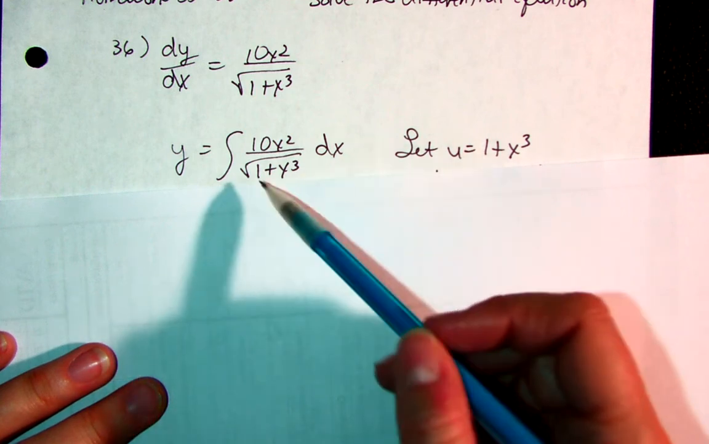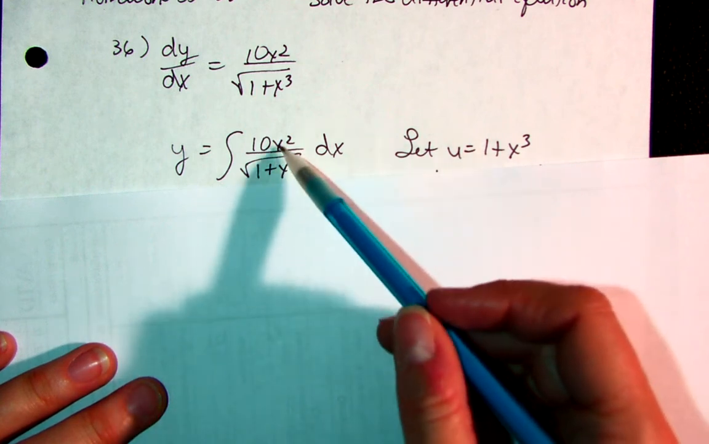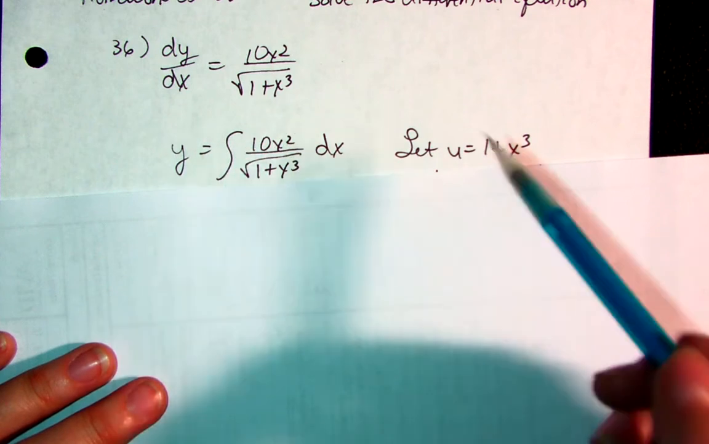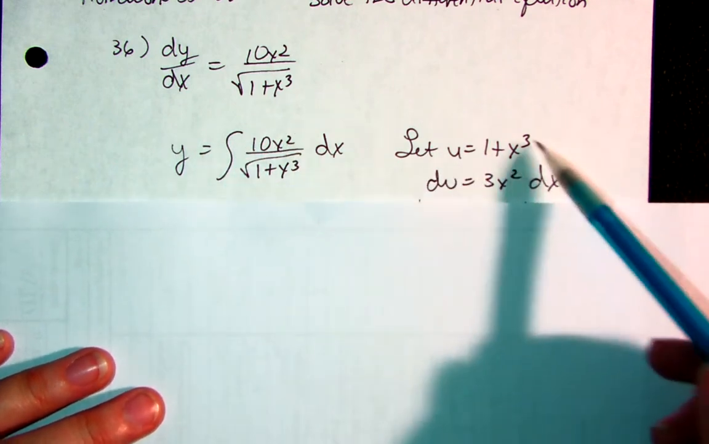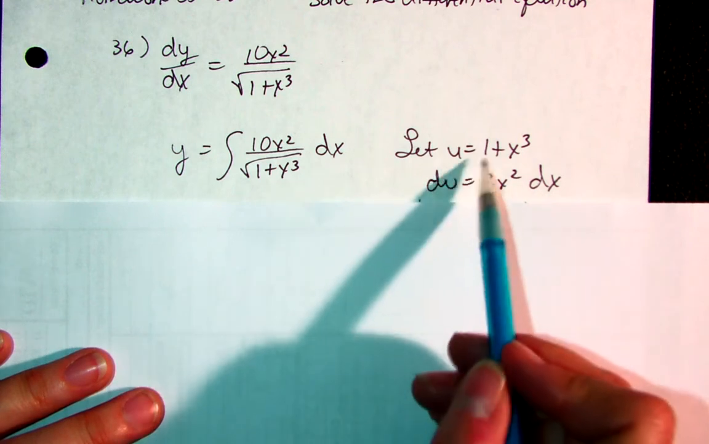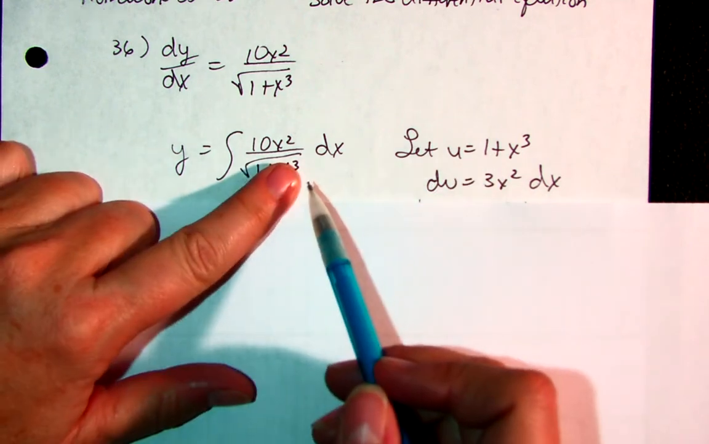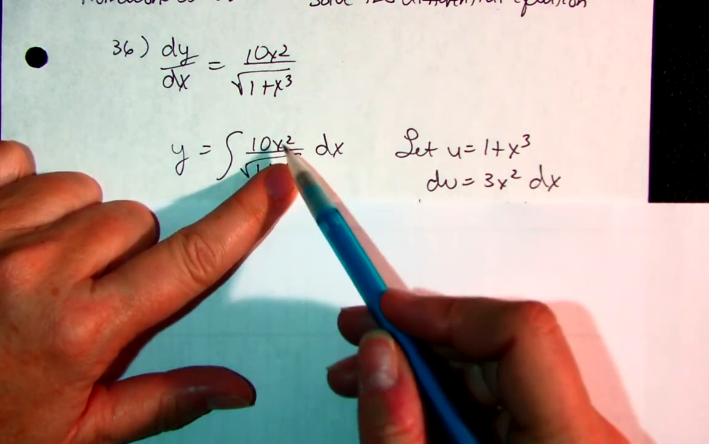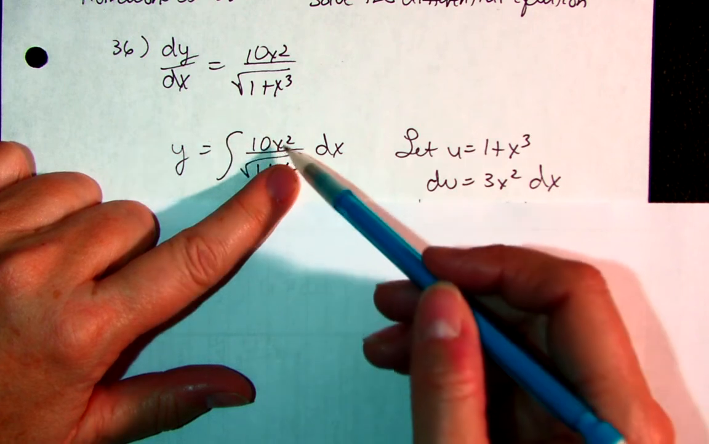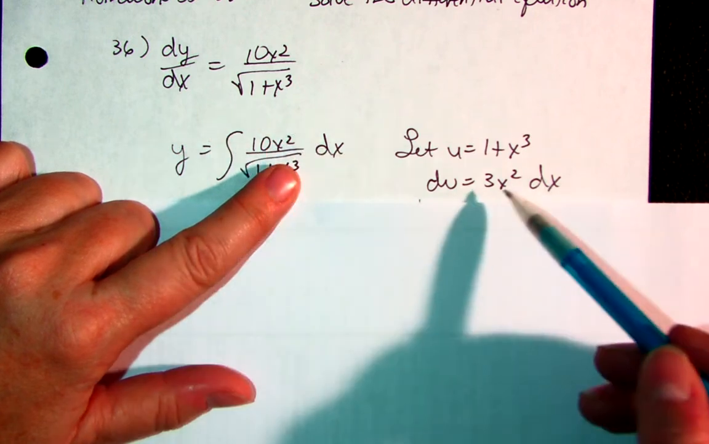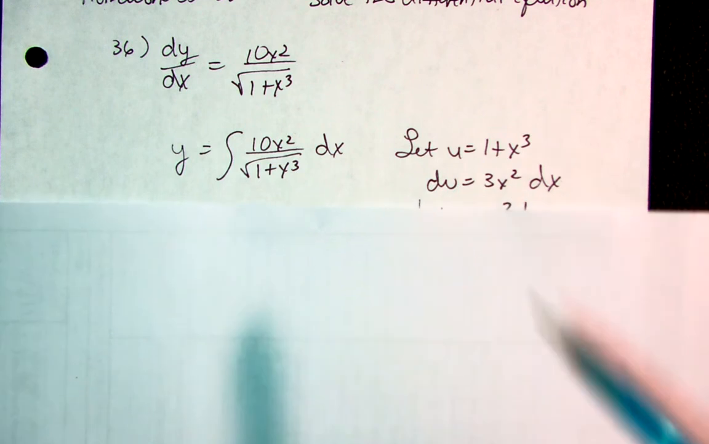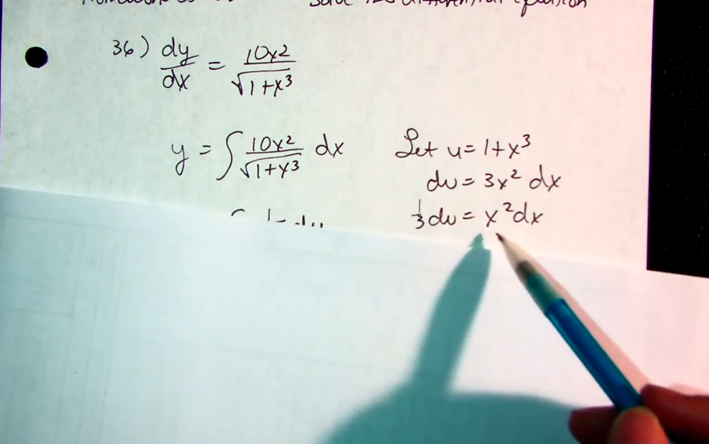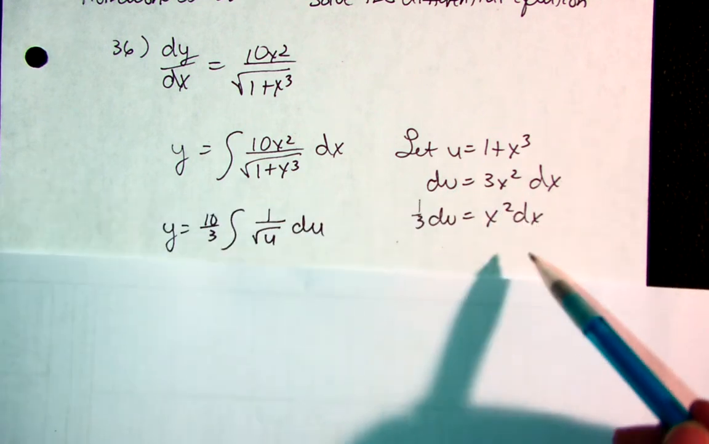I'm going to let u be what's underneath, because this is an x cubed. Here's an x squared. I can get an x squared when I take the derivative. When I take the derivative, that's 3x squared. So let's see. My u is everything underneath. I need to get rid of that x, because the 10 can come out front, right? I just need to get rid of an x squared dx. There's my x squared dx. I don't want that 3, so I'm going to divide both sides by 3 to get 1/3 du equals x squared dx and start substituting.